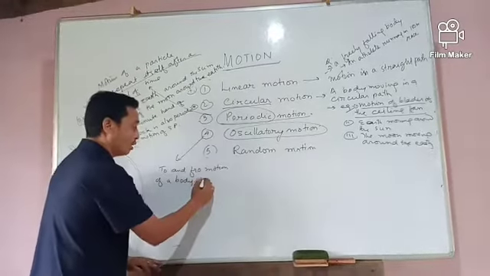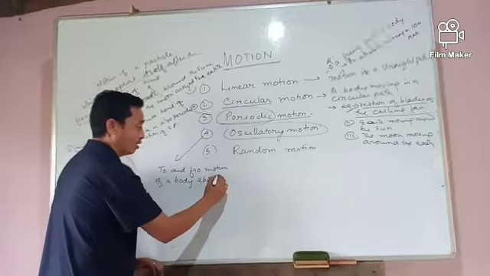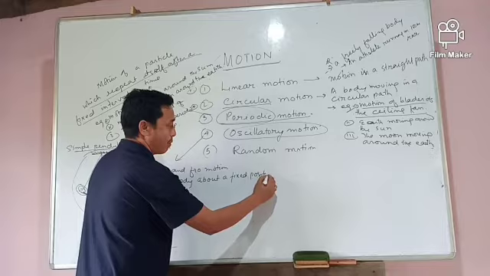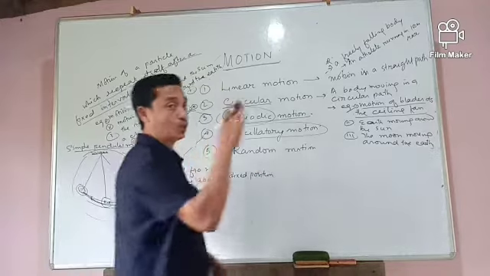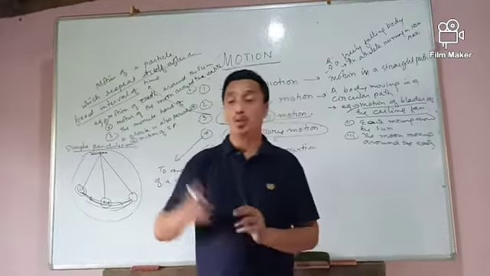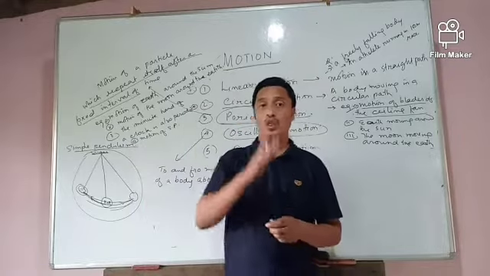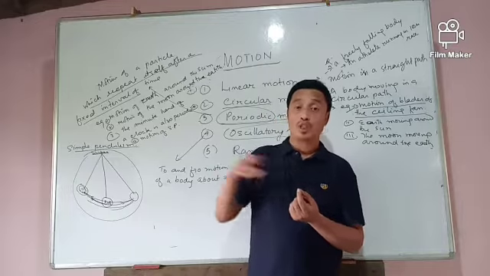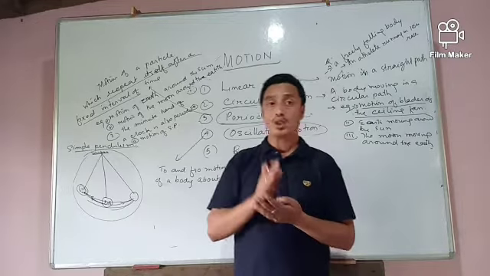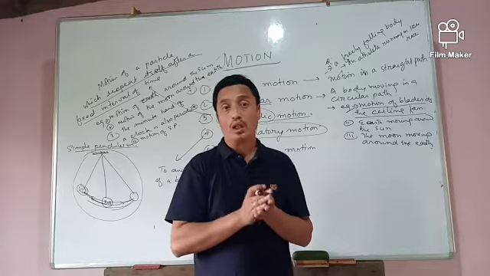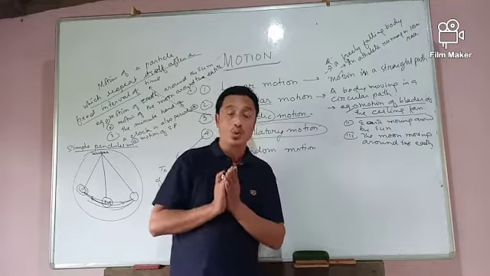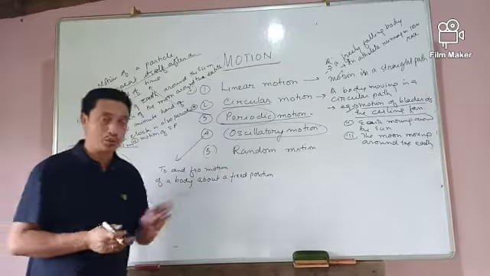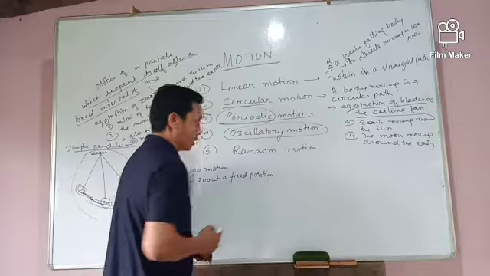To and fro motion of a body about a fixed position. That means when the body is moving to and fro, it must always pass through a fixed position. Only then will we say it is oscillatory in nature. To and fro motion of a body about a fixed position is called oscillatory motion.